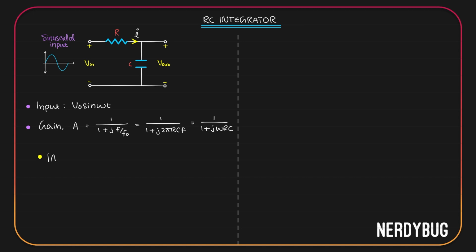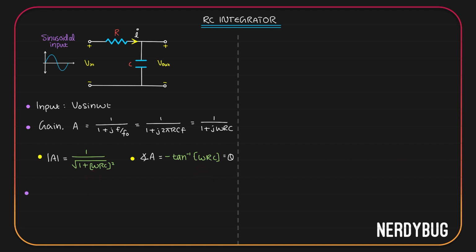From this, I can write the magnitude of A. It will be 1 by root of 1 plus omega RC squared. I also want the phase. It will be negative of tan inverse omega RC. Let me call this theta. Now, output of the circuit will be input multiplied by the gain. Multiplying the input by the gain will alter its amplitude and phase.